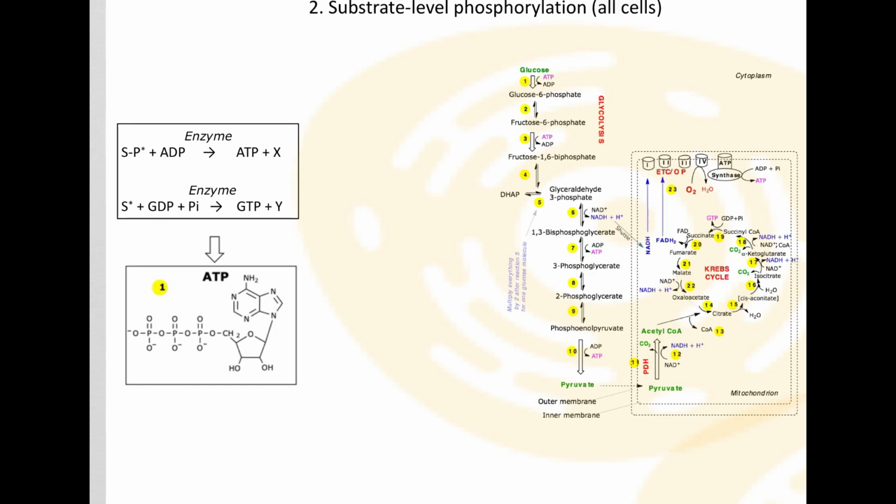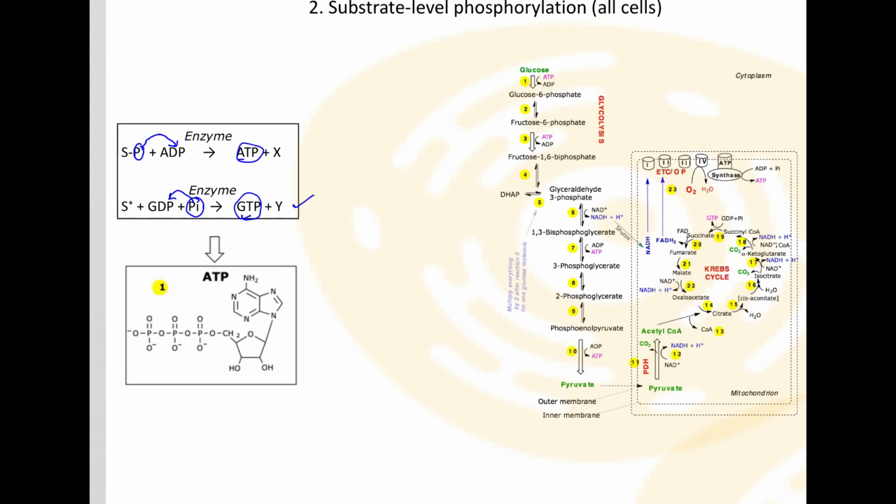So in this case, the phosphate is given to the ADP to give you your triphosphate. In the second example, the second type of substrate level phosphorylation, the phosphate is coming from inorganic phosphate, or Pi. So the phosphate is being transferred here to give you a high energy ATP equivalent, in this case GTP.